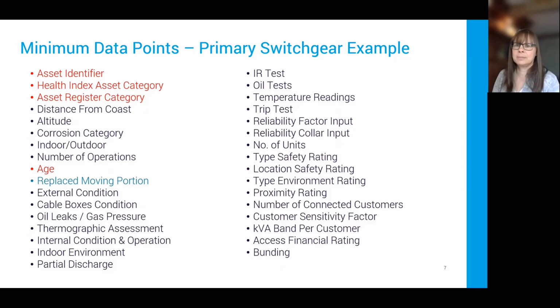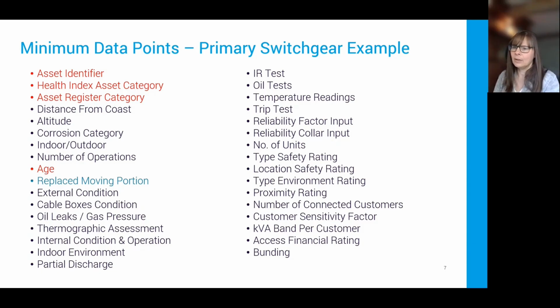Subcategories can be things like the specific voltage of an asset, or it might be an RMU or a switchgear, and they might all fall within the same overarching asset category. And then the fourth thing I should say that we require is the age. So that's the absolute bare minimum just to get a result.